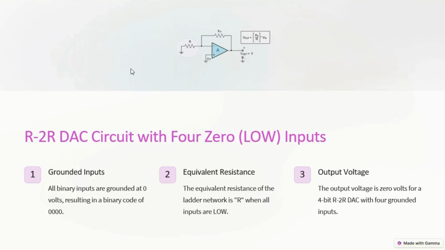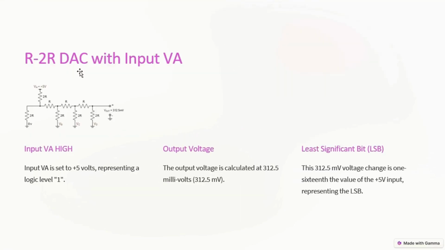Let's consider the binary inputs are grounded at 0 volts, that is, VA, VB, VC and VD equal 0 volts. The binary code corresponding to these four inputs will therefore be 0, 0, 0, and 0, like this. And then we have the R2R DAC with input VAA, and we connect a 5 volt power supply to input VAA.